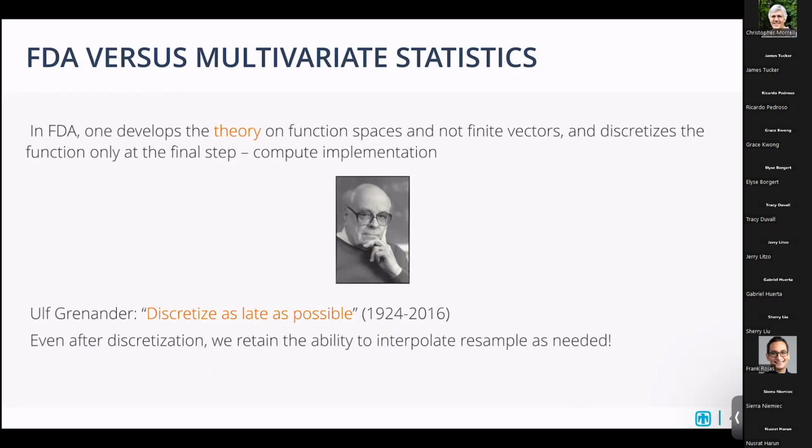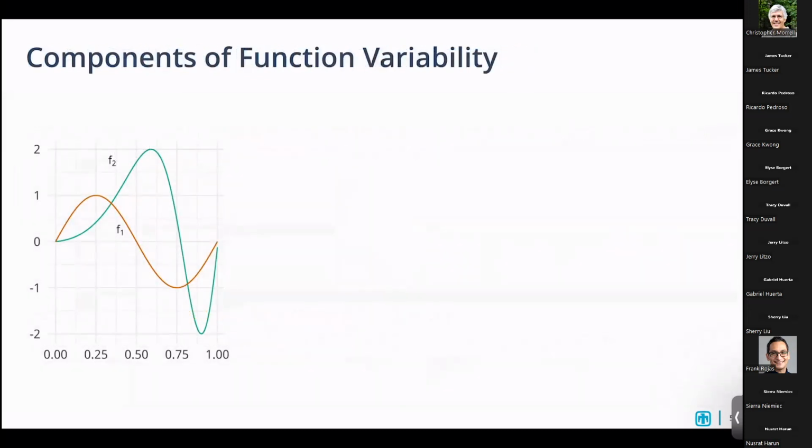I tend to follow Ulf Grenander, who's a mathematician at Brown, who passed away a few years ago. His mantra was discretize as late as possible. And so even after discretization, when we're looking at functional data analysis, we retain the ability to interpolate or resample as needed. And so the components, as I was talking about in functional data analysis, are those two components.